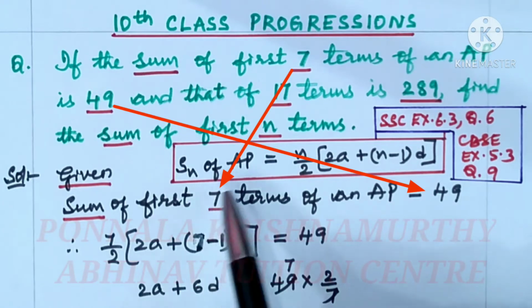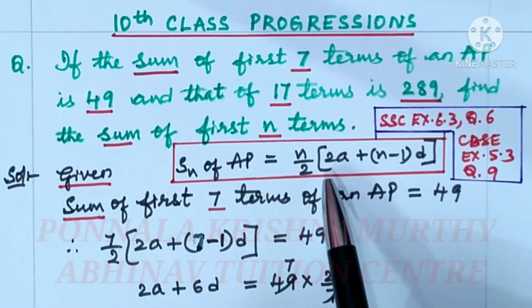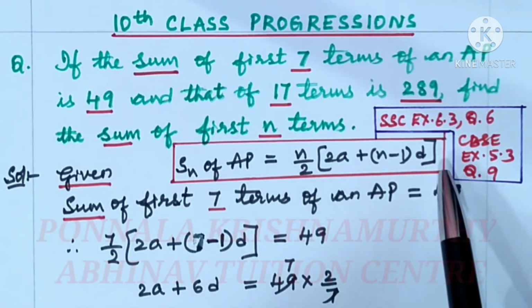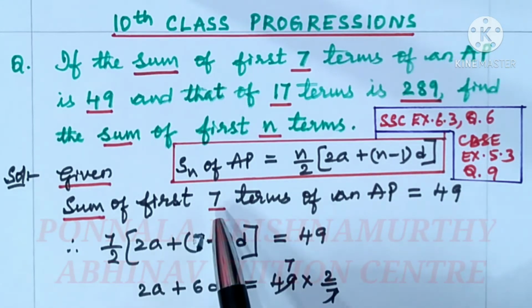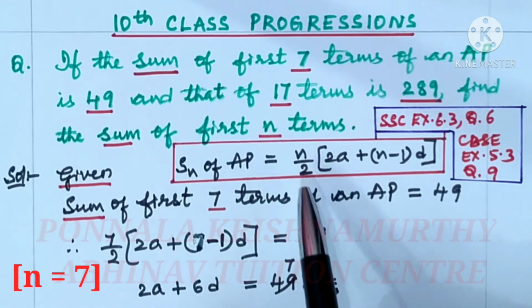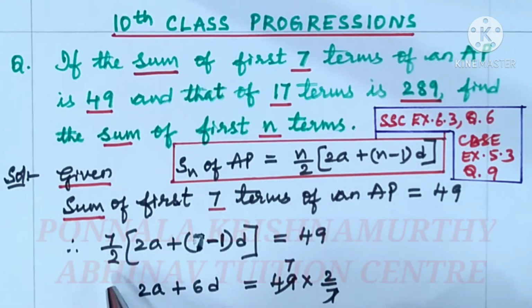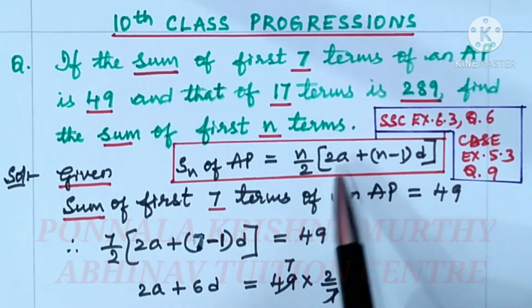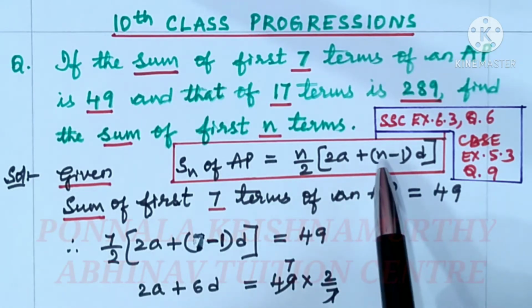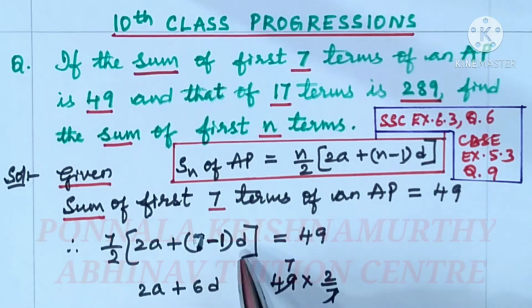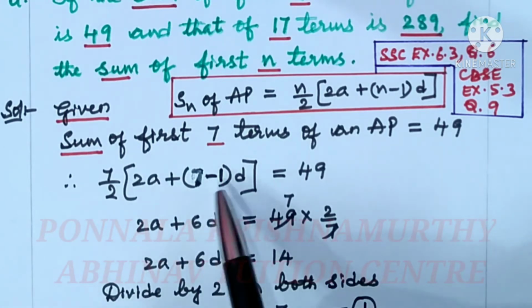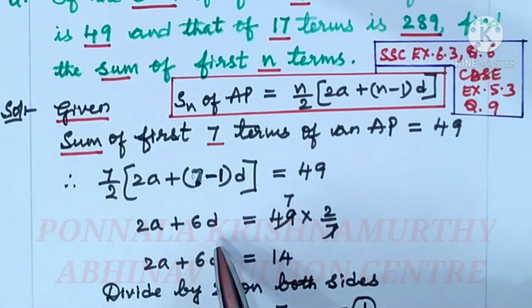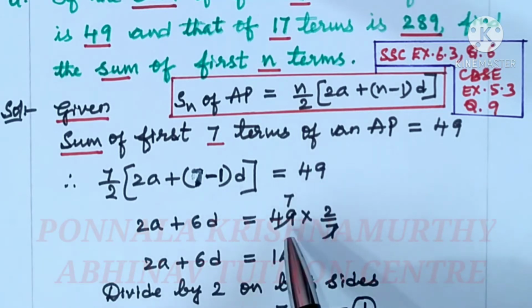We have a formula: Sn of AP is equal to n by 2 into 2a plus n minus 1 into d. Now we have 7 as n here. Then in place of n by 2, 7 by 2 into 2a plus 7 minus 1 into d is equal to 49. Now this is 2a plus 6d is equal to 49.